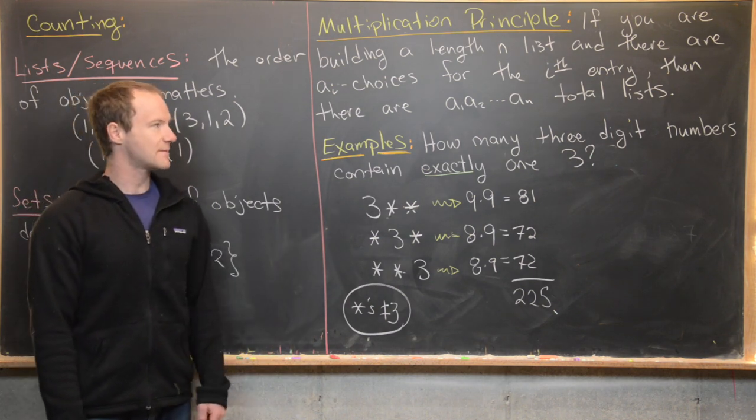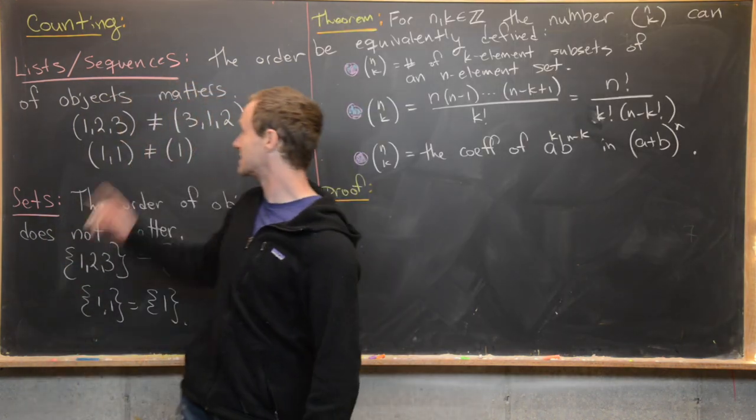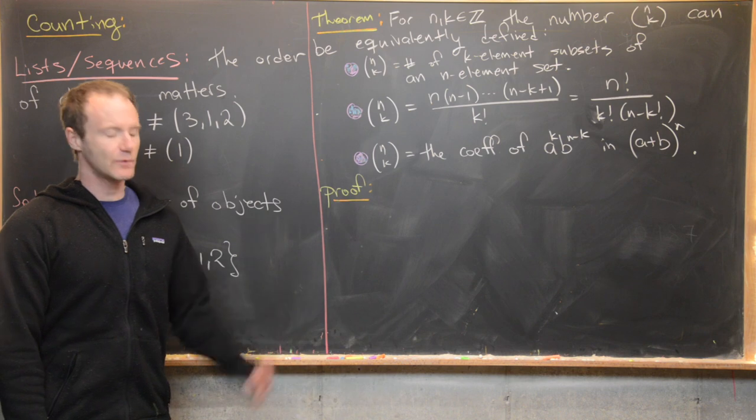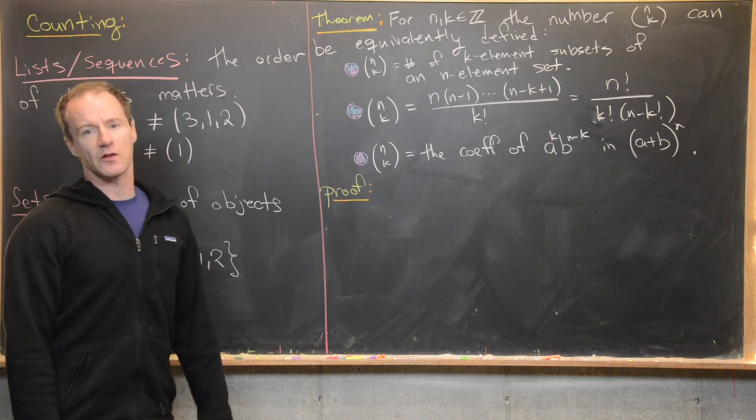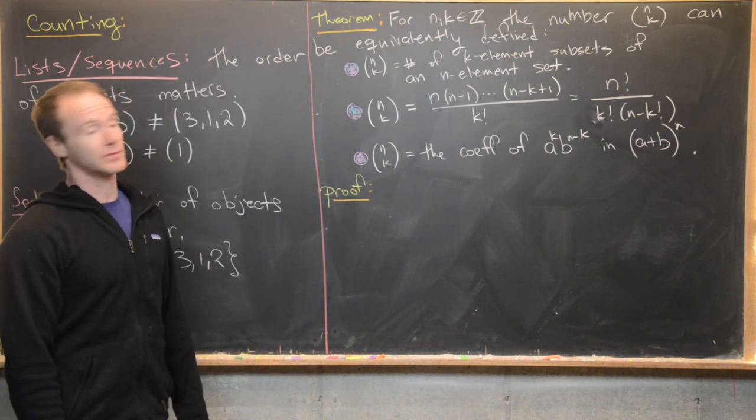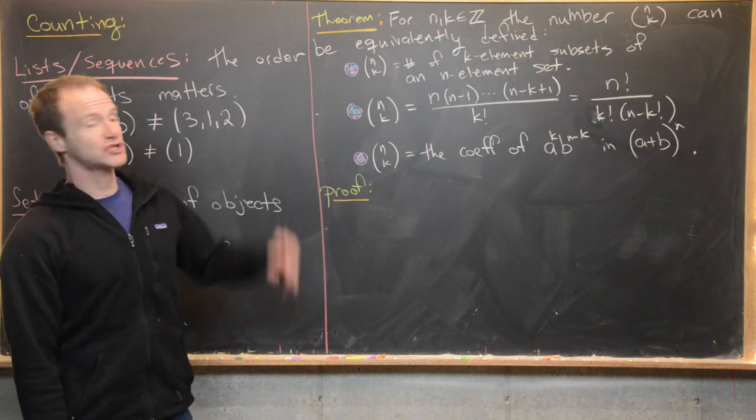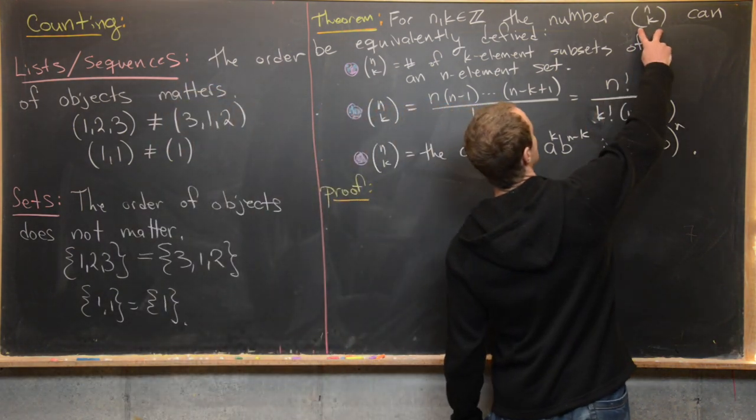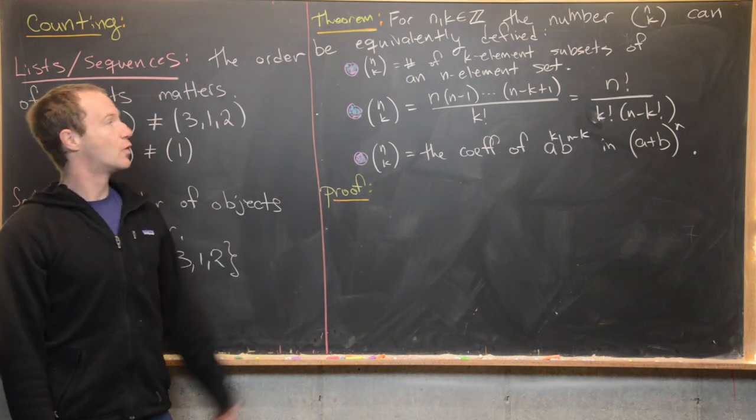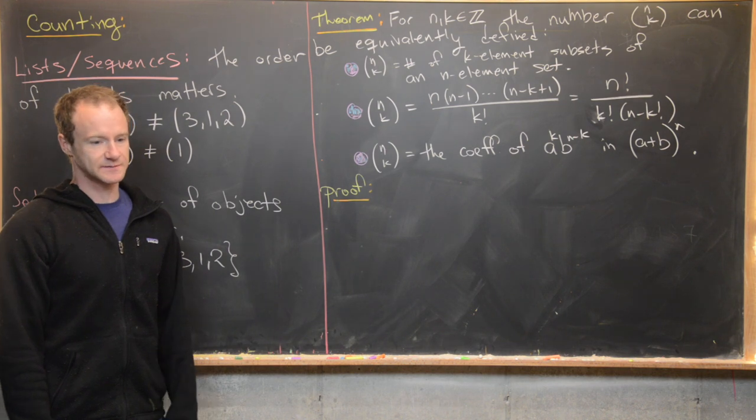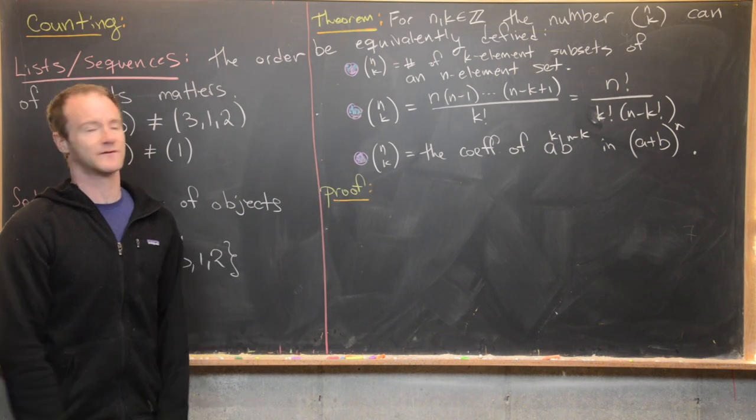Okay, let's clean this up and then we'll look at the number of subsets. So we just got done counting lists or sequences of objects. Now we want to count subsets of finite sets. So we're going to do this via the following theorem and then some follow-up examples. So let's say n and k are integers, and the number n choose k, which is sometimes called a binomial coefficient or written like this, but we always say n choose k, can be equivalently defined 3 different ways. And we'll prove that one of these follows from the other, but the last way we'll save for later.